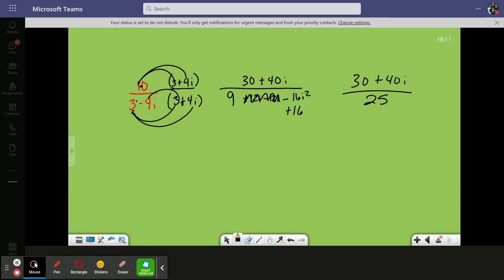Is there anything else I could do to that? Anything? 5 by 5. Divide by 5, right? That can be simplified just like any fraction because it comes out of all 3 terms. So I'm going to say 6 plus 8i over 5. Yes? All right, let's try that one more time. I'm going to make it a little harder.